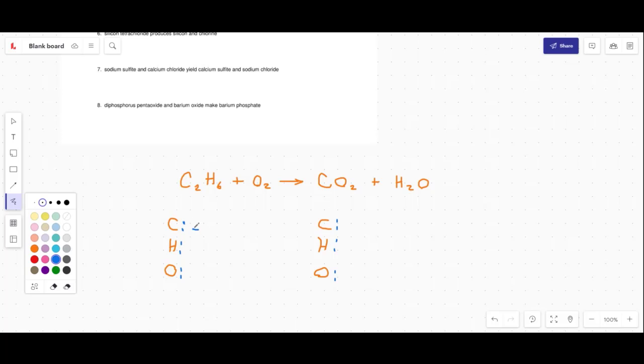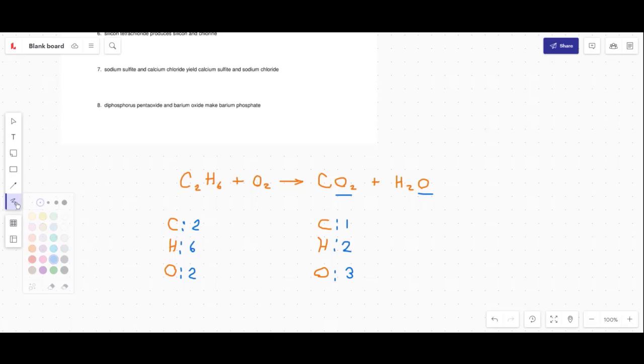2. How many hydrogens? 6. And how many oxygens do we have on the left side? 2. And how many carbons on the right side? 1. And how many hydrogens? 2. Good. And how many oxygens? 3. Very good. Because you have to recognize that oxygen's present in 2 compounds. You add them up, that gives you a total of 3.